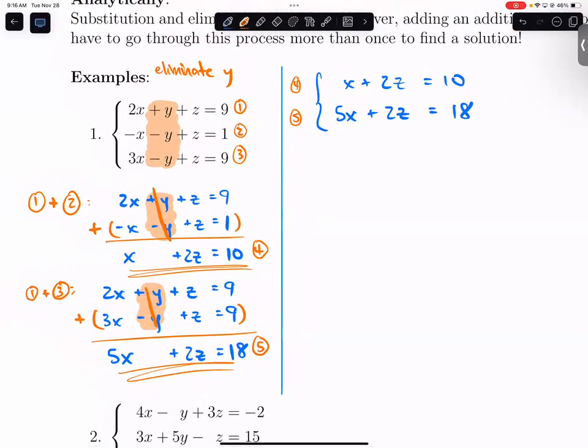So I take those two new equations that I found by combining stuff, and I take those aside. They're in terms of the same two variables, so it's a 2 by 2 system, and then I solve it. So X plus 2Z equals 10, 5X plus 2Z equals 18. What do you want to do? Subtract, okay. Negative 4X is negative 8. So X is 2 then.